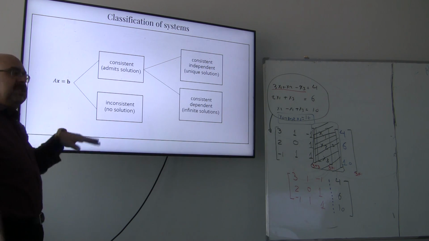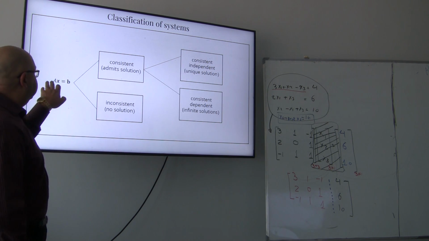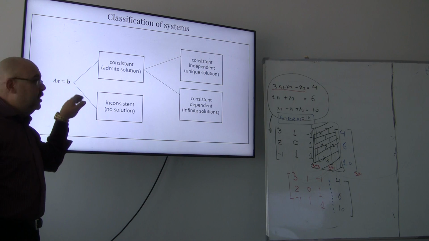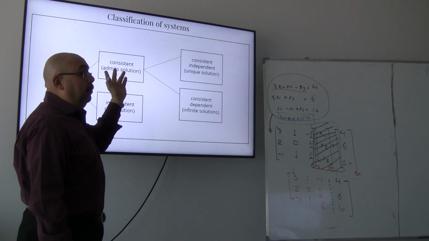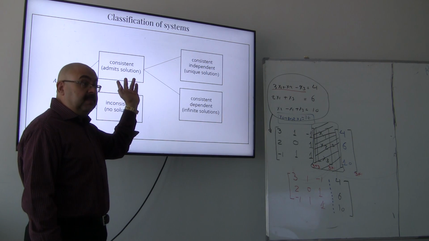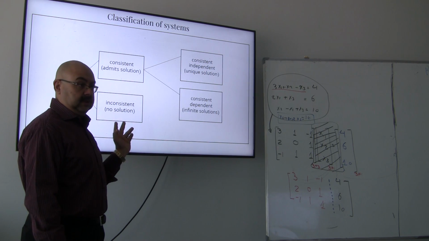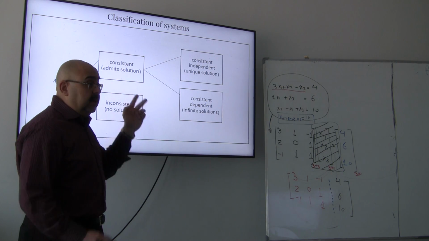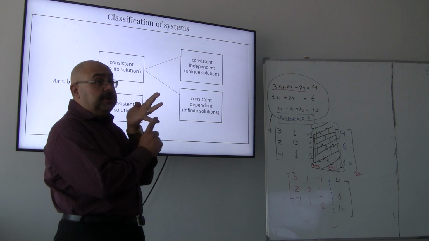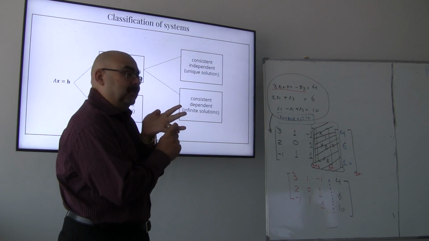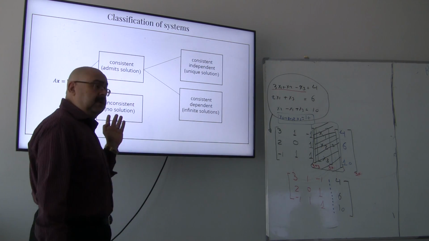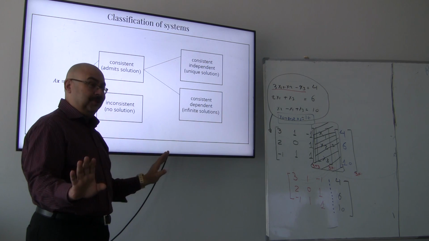A system of equations simply can be written as A times X equals B. Okay, there are 2 options for you: a consistent system and an inconsistent system. A consistent system means you have a unique solution or an infinite number of solutions. An inconsistent system means there will be no solution.